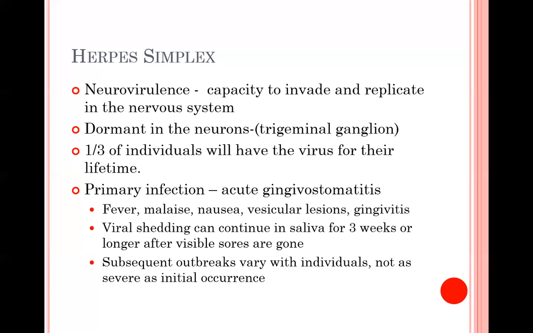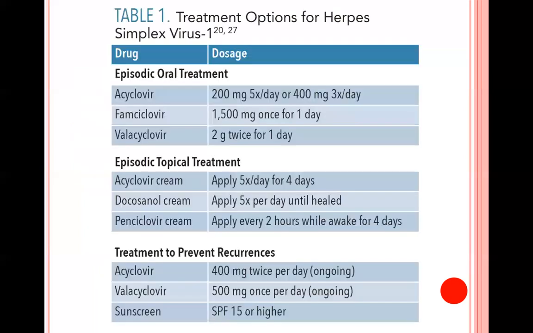So somebody who gets recurrent cold sores can still shed the virus for up to 3 weeks after that cold sore disappears. And that's really important when you're thinking about whether or not you're going to treat a patient. Subsequent outbreaks vary with individuals, and those outbreaks are not nearly as severe as that primary infection.